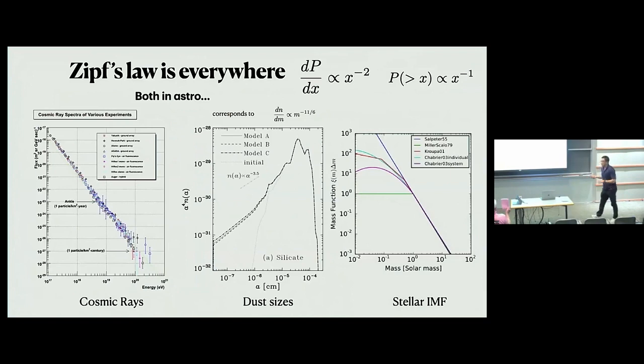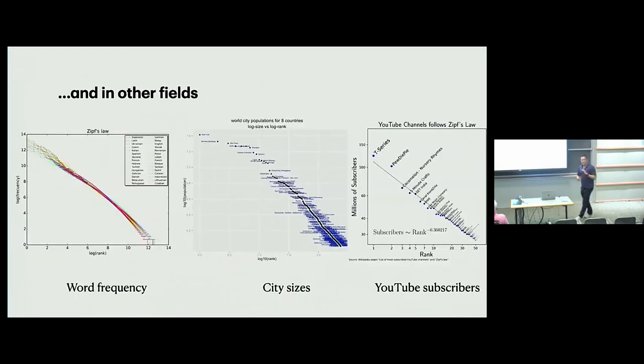So the distribution of energies in cosmic rays, the distribution of dust masses, so dust size is a different power law. But if we translate to masses, it is the distribution of initial masses of stars, where gravitational accretion is thought to be important. It also appears in tons of physics systems, and in human sociological systems. The frequency of words, I think this is where Zipf's law was first discovered, of a certain length, has this power law, city sizes, YouTube subscribers, income, all these different things.